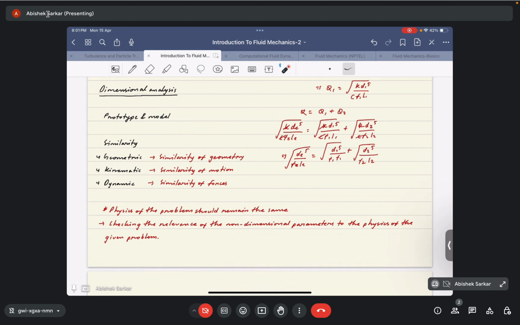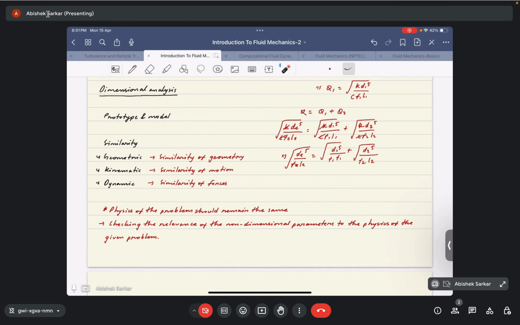Okay, so in dimension analysis, there is again a concept of a prototype and a model, where the prototype has the length scale of something that we are going to experiment upon, and the model is a miniaturized or rescaled version of the same prototype. In order to have total similarity, we need to satisfy these three similarities.